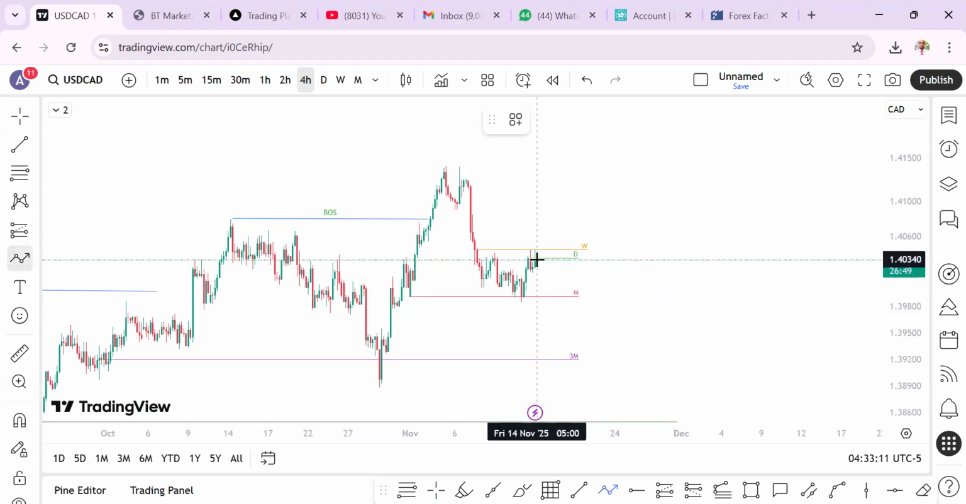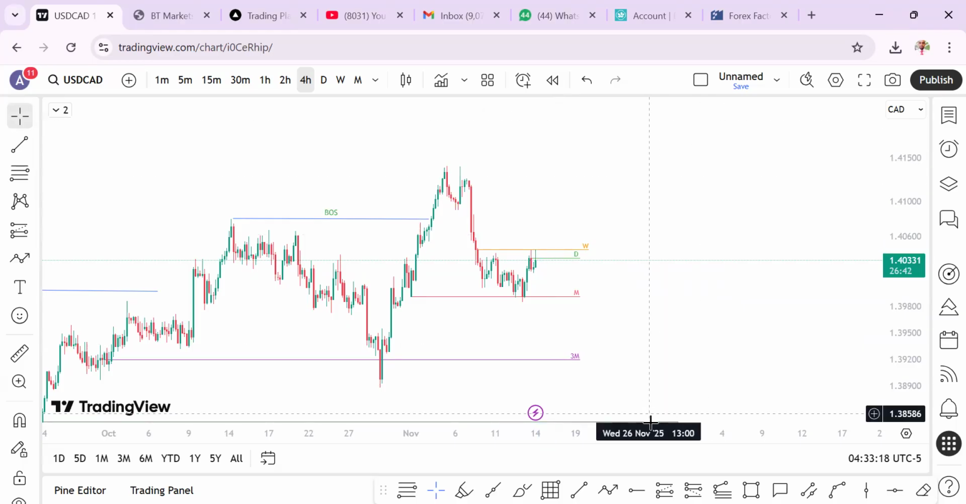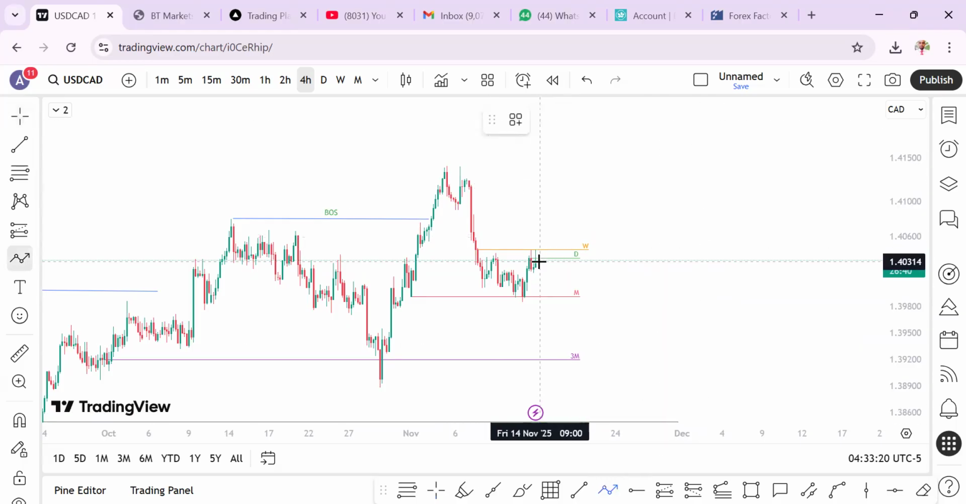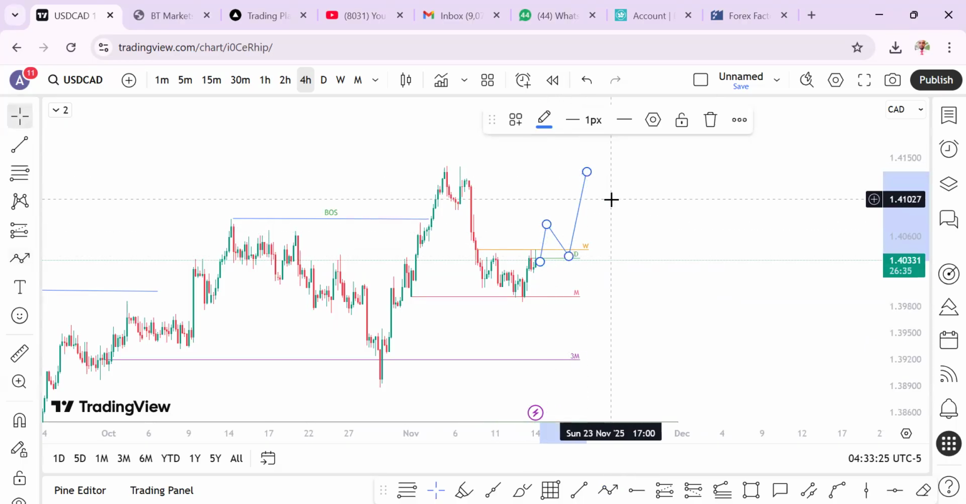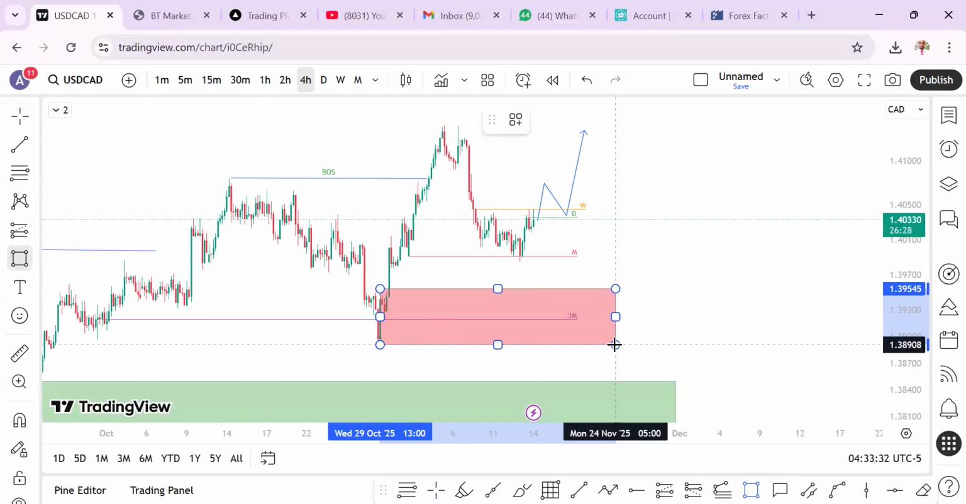So if they come back and close above this weekly open, then that would be an opportunity to continue buying CAD, USD CAD. Maybe they come back here, then like this, they can come back. But I would have loved price to come to this zone, this old demand zone here. That's my favorite zone that I would have loved to buy CAD from, USD CAD.